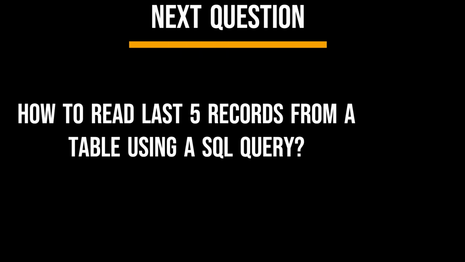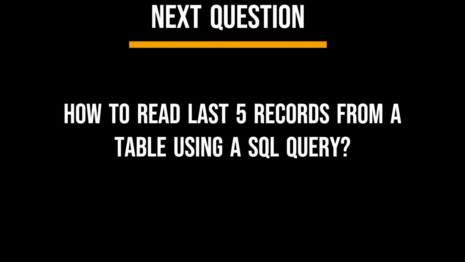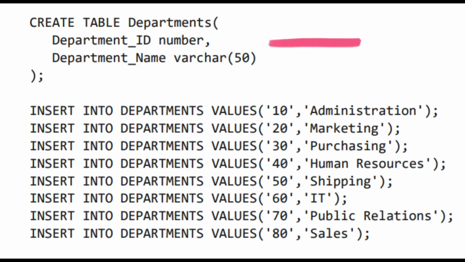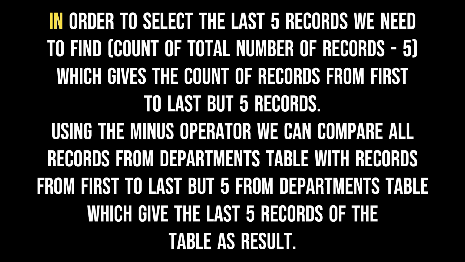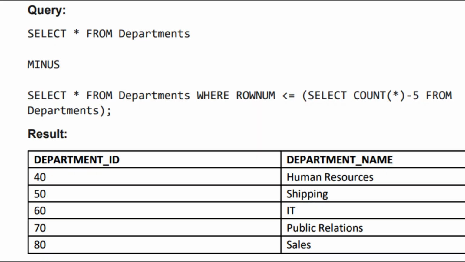Next question. How to read last 5 records from a table using a SQL query. Solution. Consider the same departments table as source, discussed in the previous question. In order to select the last 5 records, we need to find the count of the total number of records minus 5, which gives the count of records from first to last but 5 records. Using the minus operator, we can compare all records from the departments table with records from first to last but 5 from the departments table, which gives the last 5 records of the table as result. The minus operator is used to return all rows in the first select statement that are not present in the second select statement.